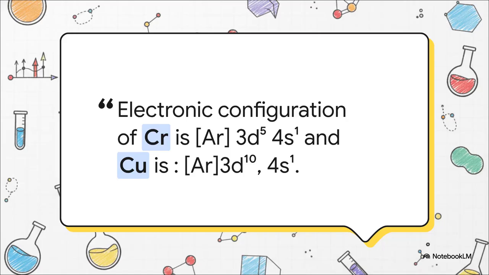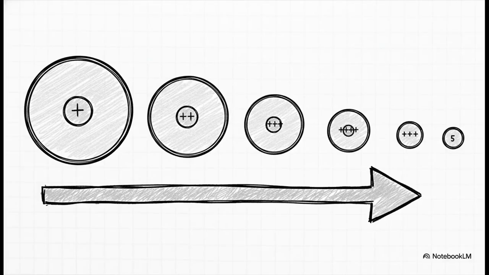So here you have it. This is basically an exam alert. These two configurations, you just have to memorize them. There's no way around it. They are the classic exceptions that actually prove the rule of stability. Know them cold.